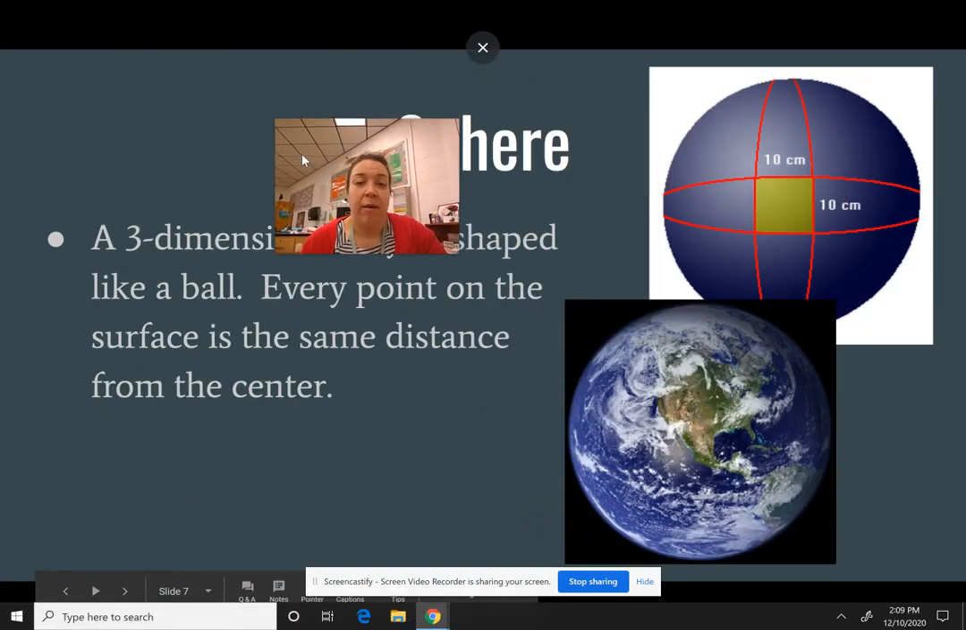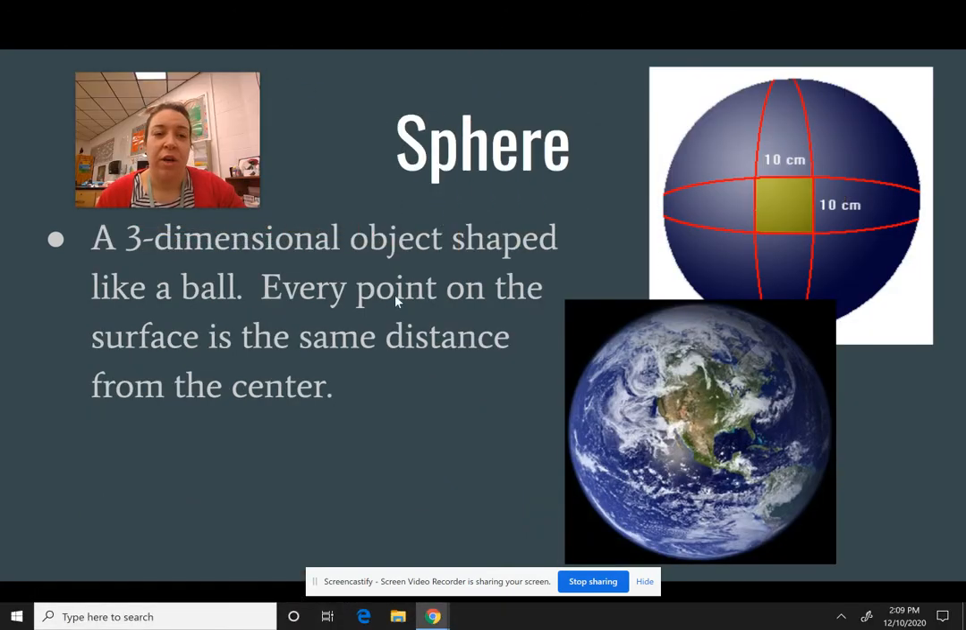We'll also use the word sphere during this unit, so it's good for you to know. It's just a three-dimensional object shaped like a ball. So any one of those shapes we're going to refer to as a sphere. So we refer to Earth as a sphere. And in a sphere, every point on the surface is the same distance to the center. So this is kind of a representation of that. So, yep, that is what sphere means when we read about it later on this unit.